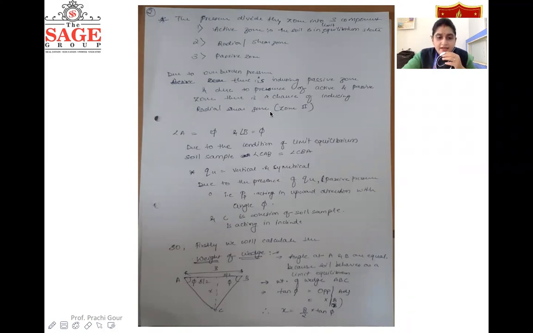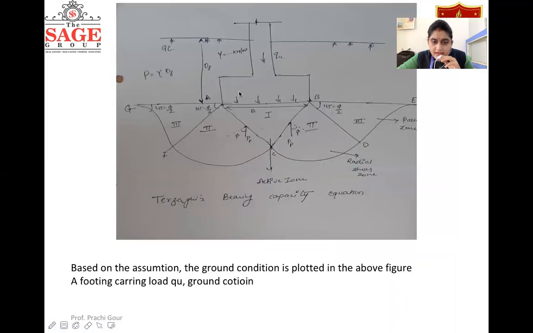So we have angle A equal to phi, and angle B again equal to phi. These both angles are equal. Due to the condition of limit equilibrium, as we have seen, the active zone is in limit equilibrium condition. So for the soil sample, we can say angle CAB. You can refer to the diagram. Just put the diagram on one side, the one which we have drawn, and from there I am telling you the notations, so mention all those notations carefully.